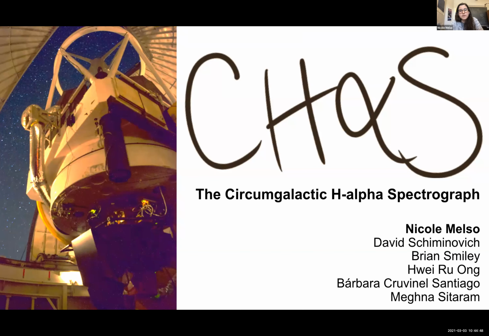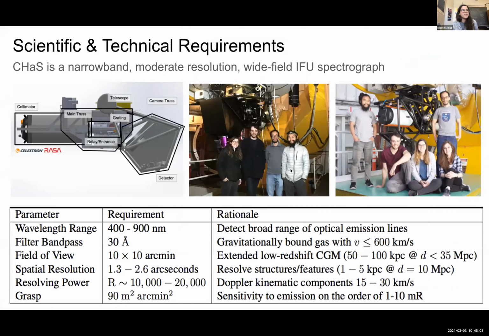Today, I'd like to tell you about an instrument that we've recently commissioned last year called the Circumgalactic H-alpha Spectrograph, or CHaS. Okay, so CHaS is a narrowband, moderate resolution, wide field IFU spectrograph.